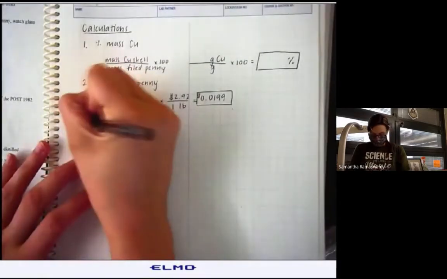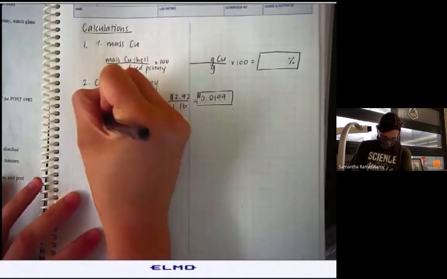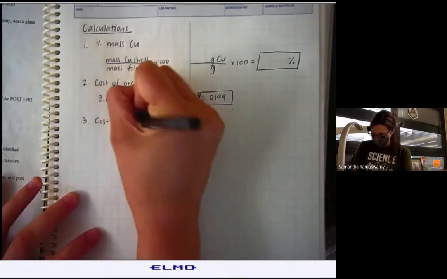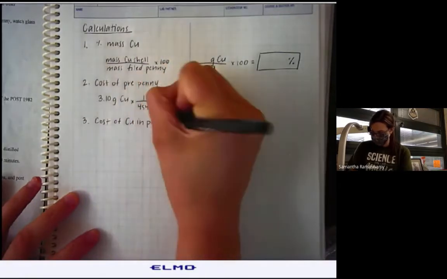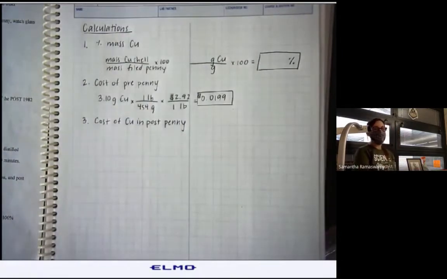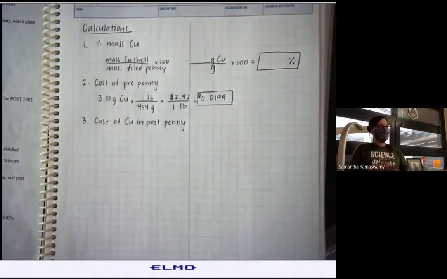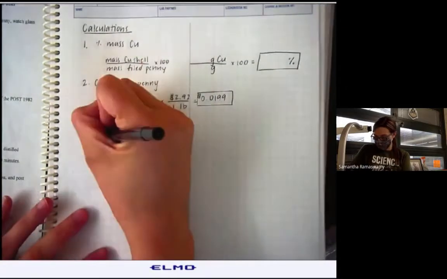So then calculation 3 says calculate the cost of the copper in the post-1982 penny. So cost of Cu in post-penny. Now we had to be specific with cost of the copper in the post penny because a post-1982 penny is made of copper and zinc. So just the copper is in the shell. So the copper shell that your lab partner rinsed and dried on Friday, that's the only copper that there is.